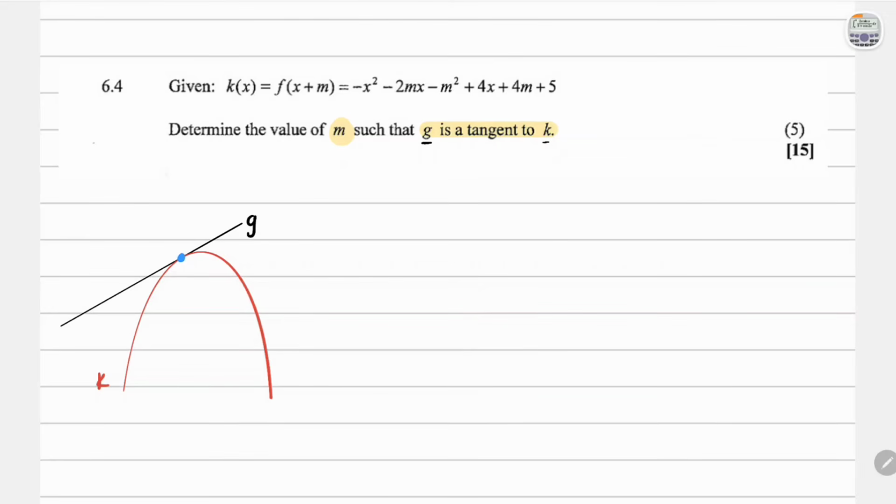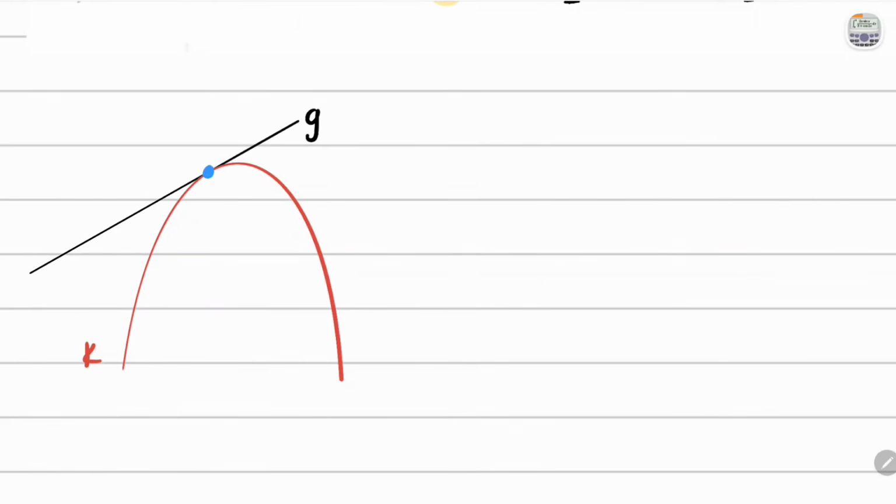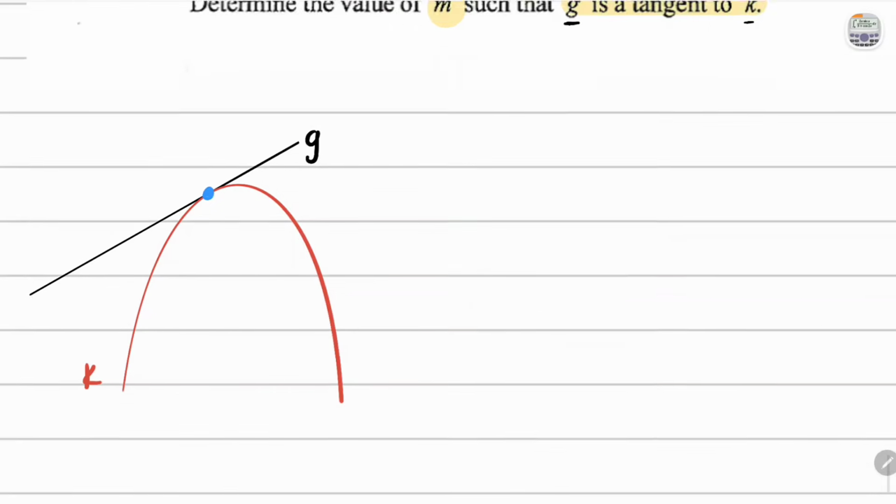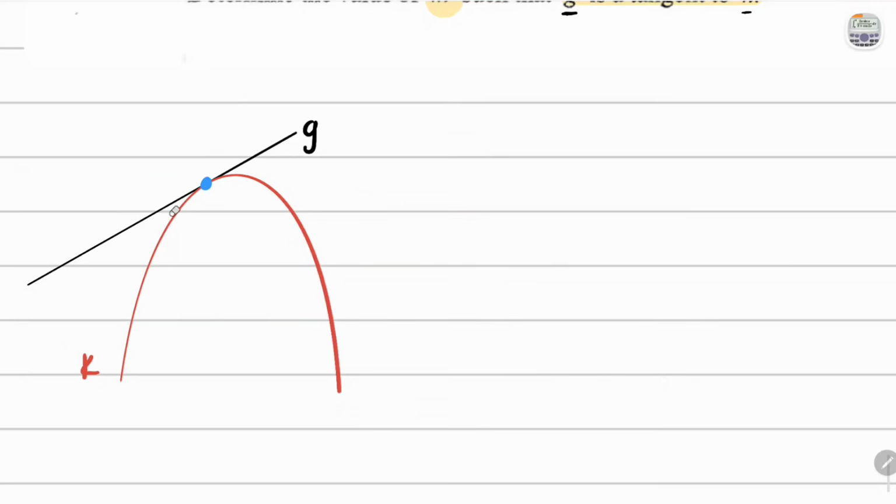Clearly, we're going to have to deal with more of the algebra of this because it's 5 marks and they wouldn't give you all of this for nothing. So let's see, how can we make this possible? How can we ensure that g becomes a tangent to k? Okay, let's just look at a few things. You see, if it is a tangent, the first thing that we'll see is that it meets the graph of g, meaning at some point k(x) will be equal to g(x).